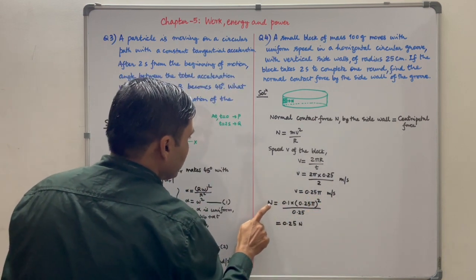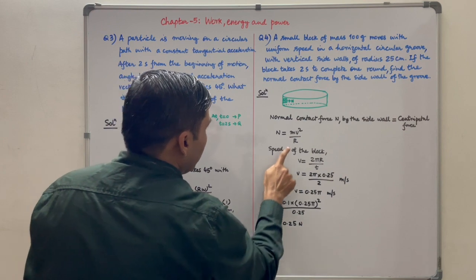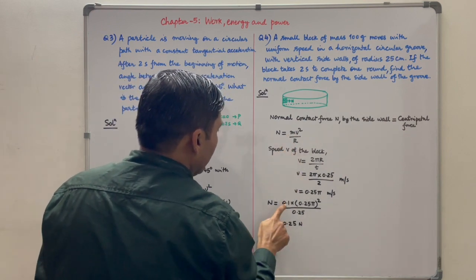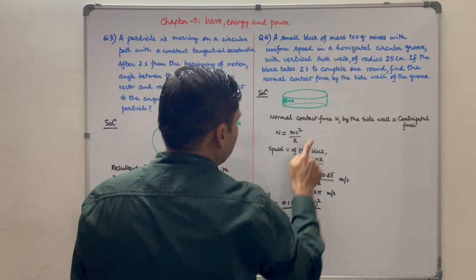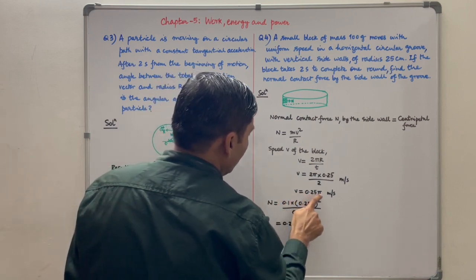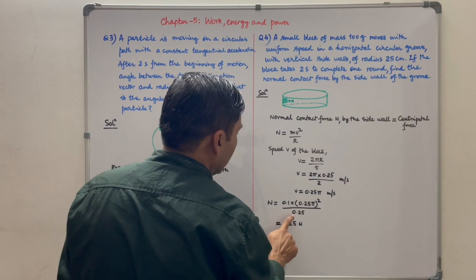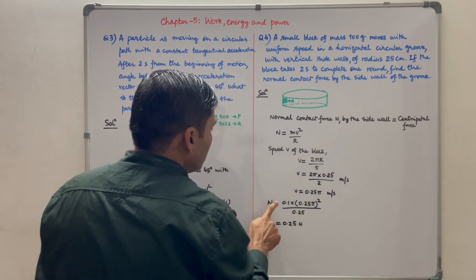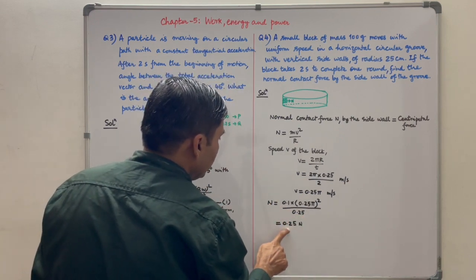So normal contact force N is equal to mv square by r. m is 100 gram or 0.1 kg. So it will be 0.1 into v square, that is (0.25 pi) square upon r. r is 0.25 meter. So N is equal to 0.25 Newton.